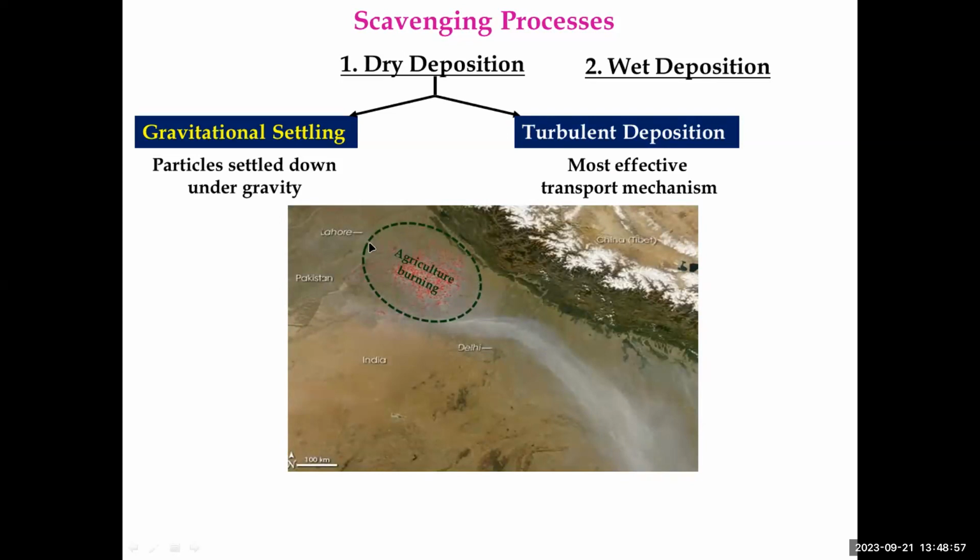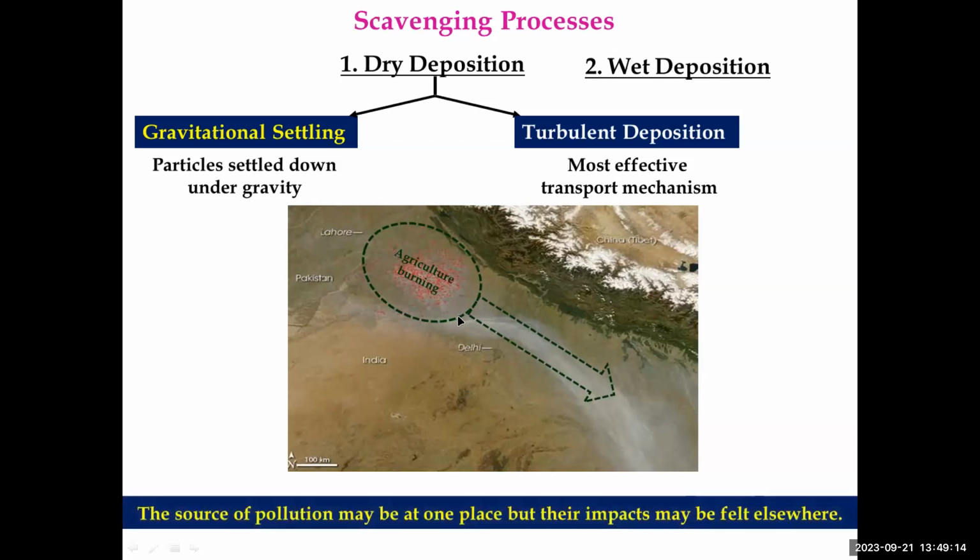You can see the emission is situated in this region. However, their effect may be felt throughout the northern belt of India. Why? Because all the smoke coming from this agriculture burning is spread throughout the northern belt of India. So we can say the source of pollution may be at one place, but their impact may be felt elsewhere.